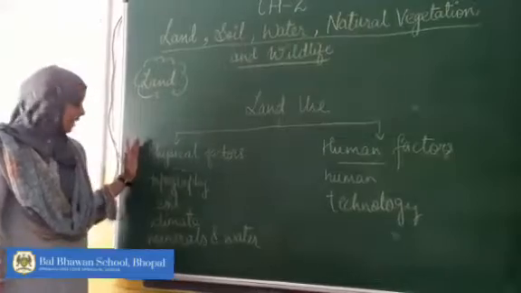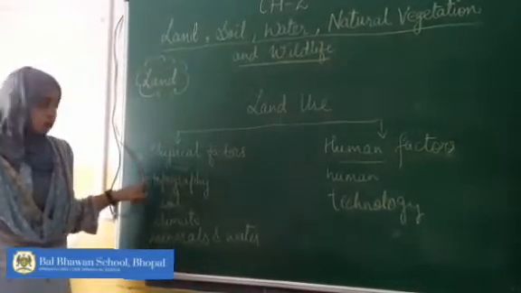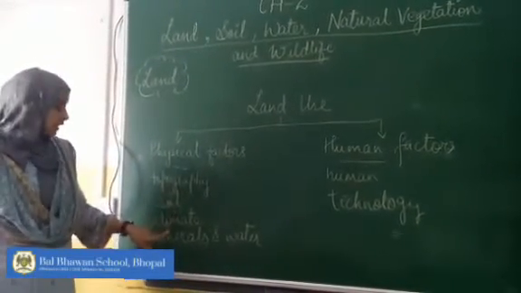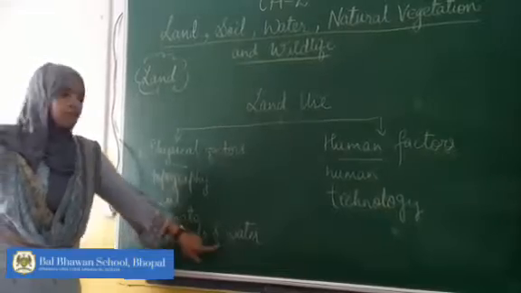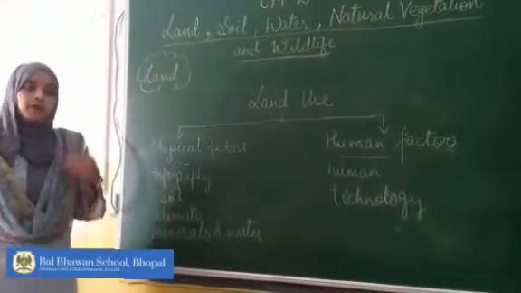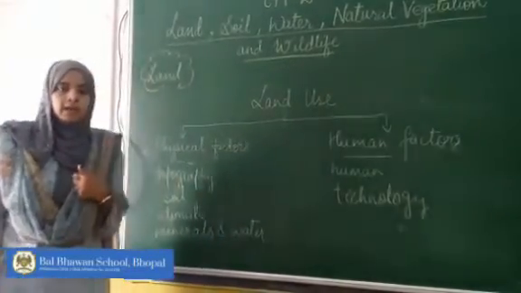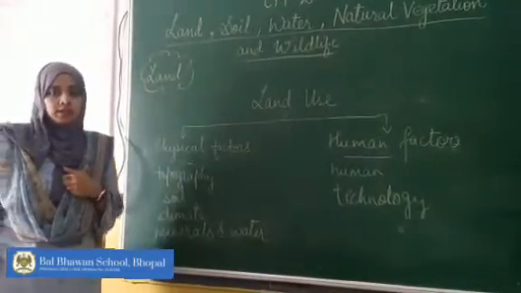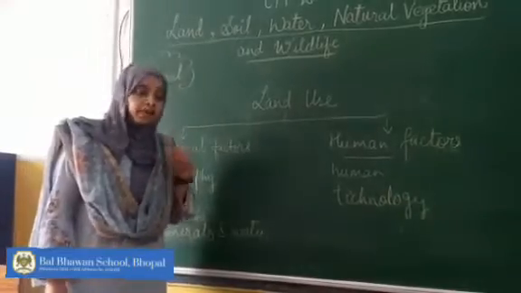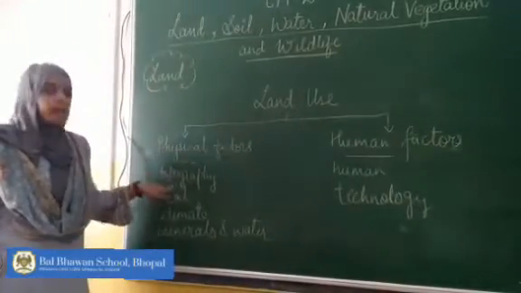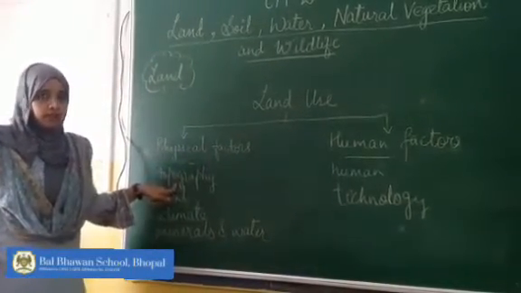Under physical factors, we have topography, soil, climate, minerals and water. First we have to decide for what purpose we are going to use land. Take an example, agriculture. For agriculture, I have to see that I should have a plain surface.